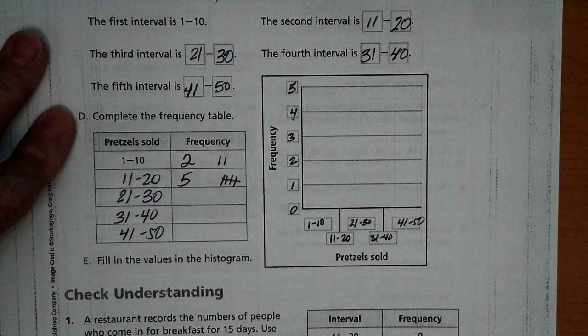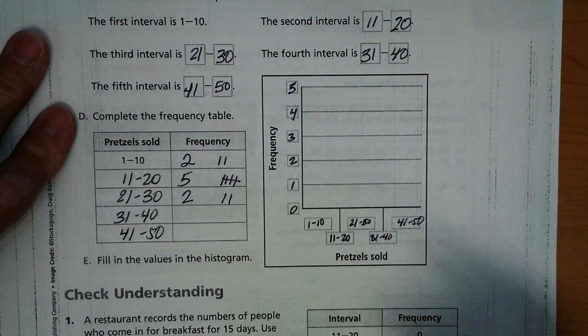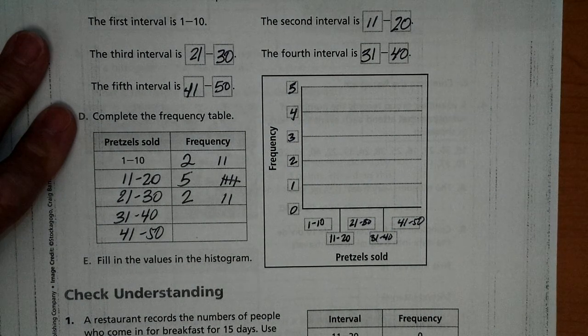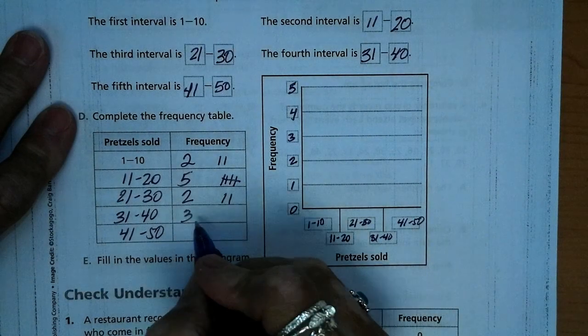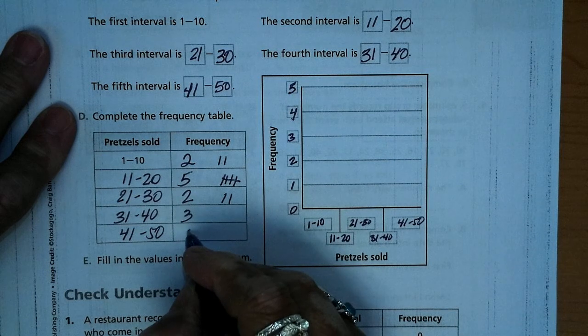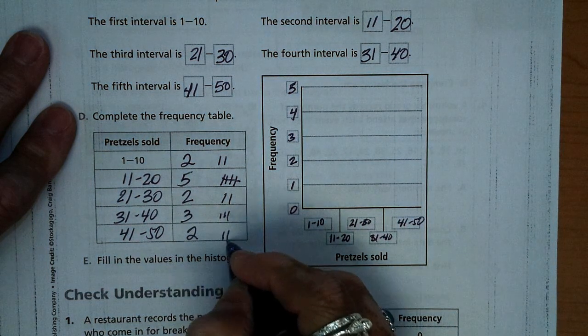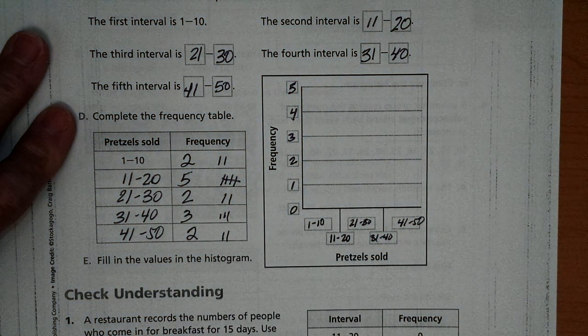All right, how many are in 21 to 30? 2, yep. 31 to 40: 3. And then the last one? 2. Okay, so either one of those would be fine.